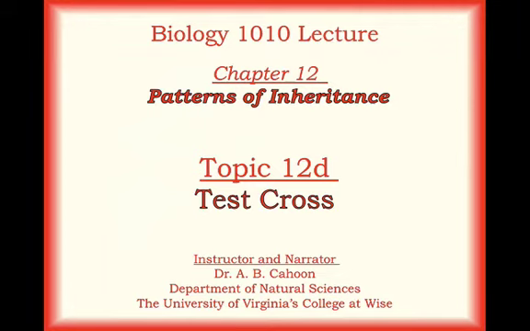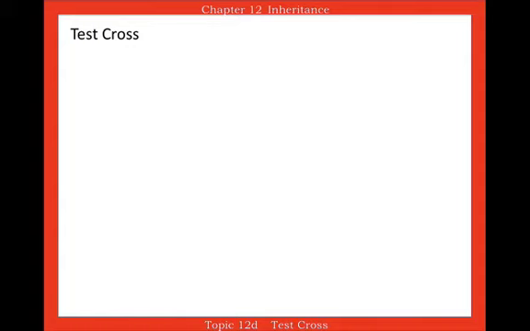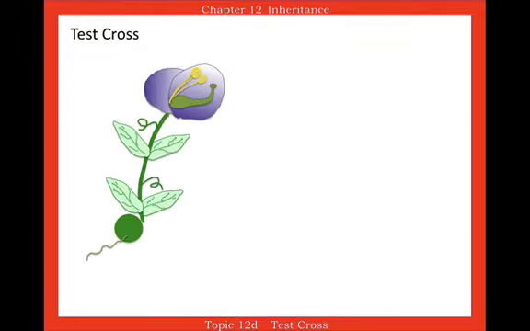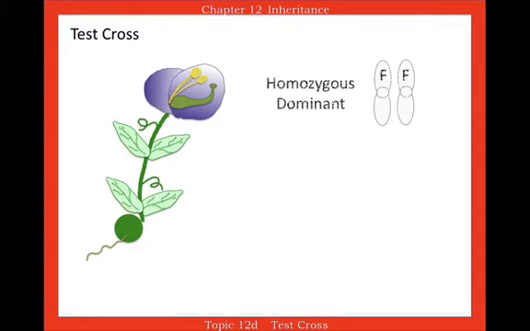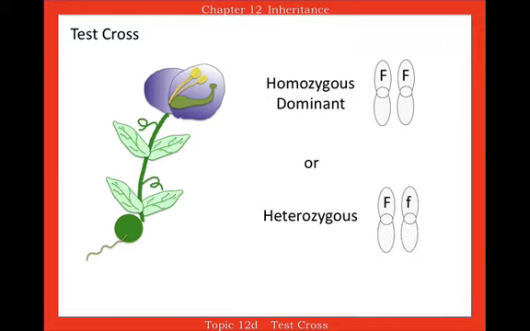Topic 12D, test crosses. A test cross is a genetic cross that allows one to determine the genotype of an individual. As an example, let's say we have a pea plant of unknown origin with purple flowers. We already know purple is dominant to white flowers, but we don't know the genotype for this individual. It could be homozygous dominant or heterozygous, and it would still appear the same.